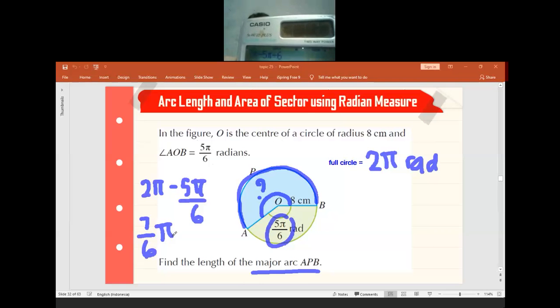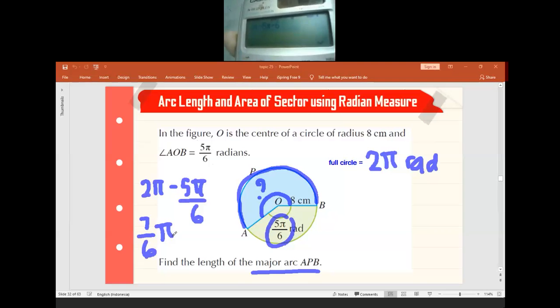The answer will be better if you use your own calculator, because my calculator is broken and I cannot see the answer. I use my phone to calculate 7 by 6 pi. If you keep it in the s equals to d form, you will get the pi with the better one.